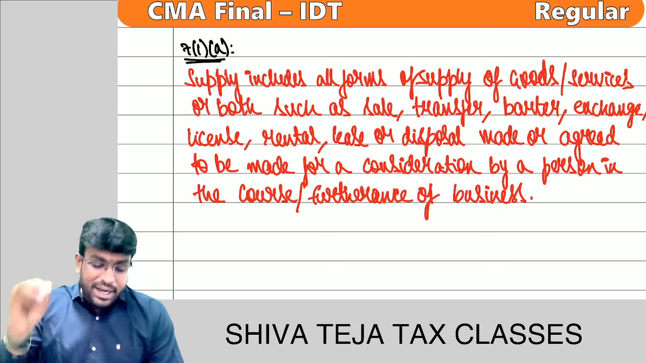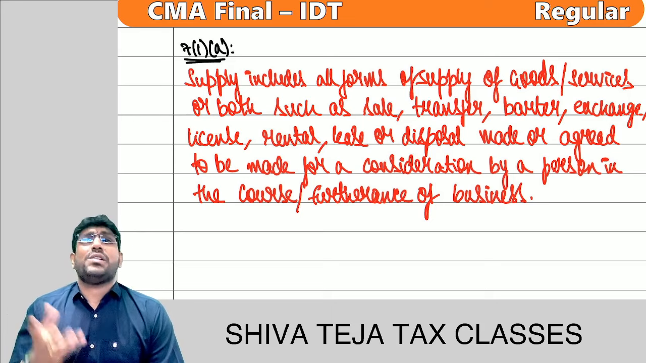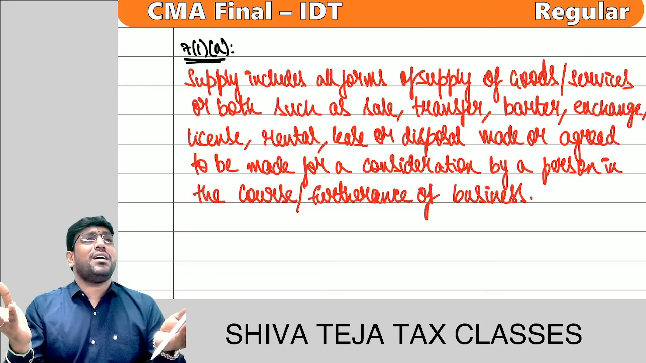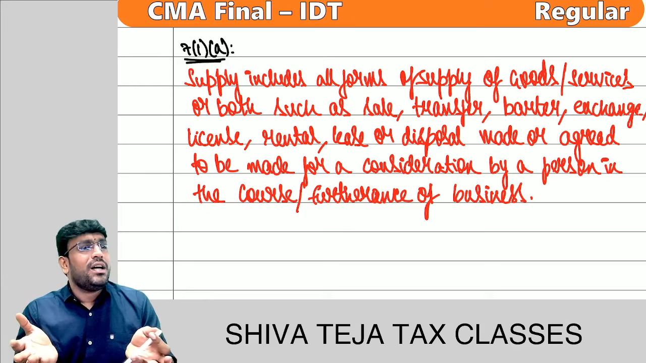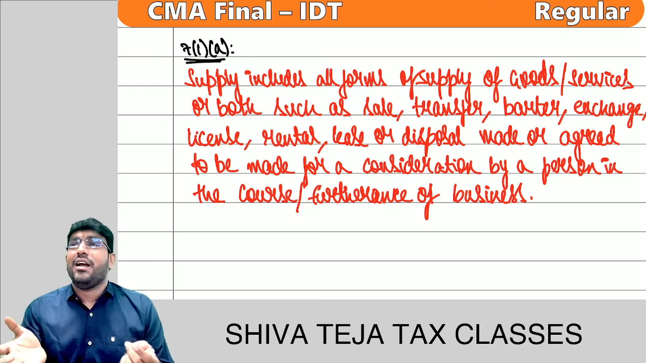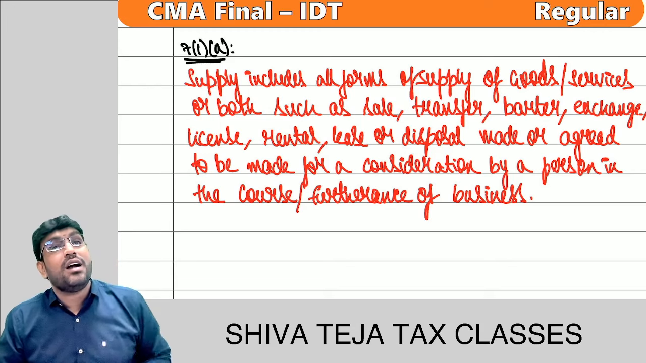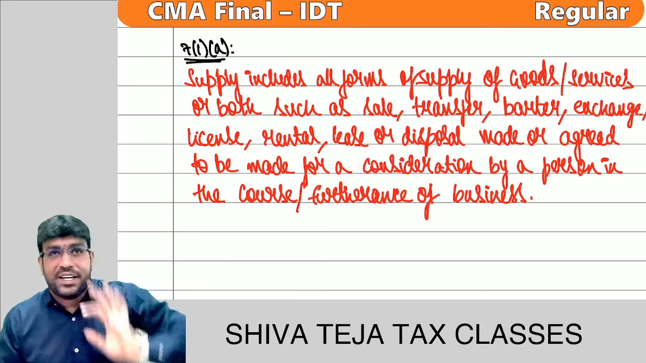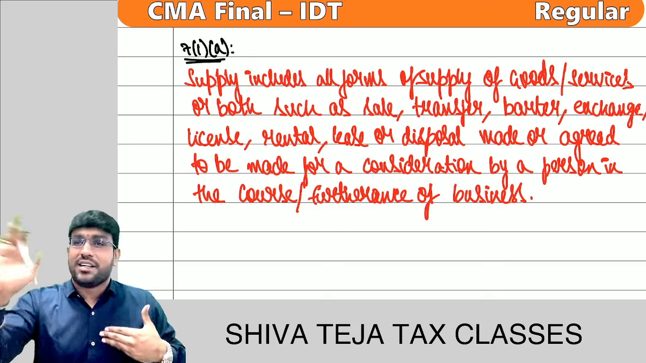Come on. Made or agreed to be made for a consideration by a person. Who is a person? Tell. Individual, HUF, company, firm, AOP, BOI, AJP, government. Everybody is covered in person, by a person. In the course of business means it is happening in the business right now. Furtherance of business means expansion of business. Correct answer.